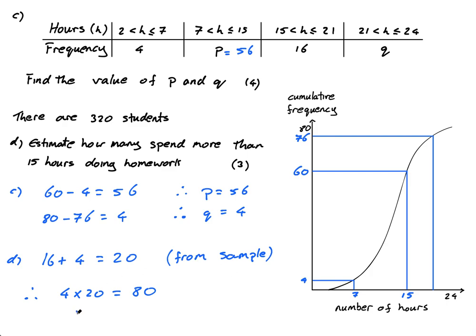So therefore, approximately, it's just an estimate, approximately 80 students. Because let's just repeat that. From the sample, 20 students study more than 15 hours. So if there's 80 students in the sample and there's 320 students in total, I just multiply it by 4 to get what I would expect from the whole grade and not the sample. Hope that makes sense. Okay, I'll do part E in the next video.